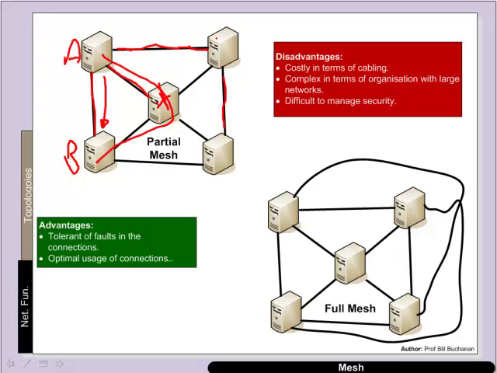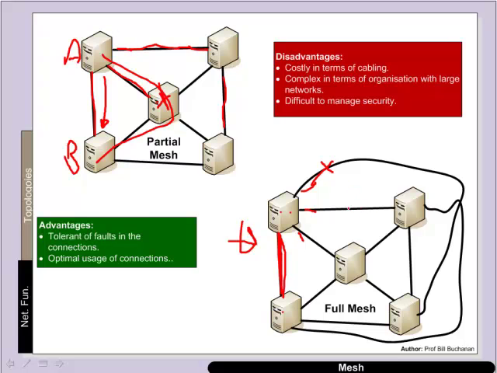Unfortunately, not all the connections are present inside the partial mesh, so we can end up with a full mesh, where every single node connects to every other node. So you can see here that each node has 4 connections to each of the other 4 nodes. The advantage with this type of topology is that it's resistant to faults in any of the connections, and also gives optimal usage. The bandwidth between this node and this node can be optimized purely for the communications between them. Unfortunately, it's costly in terms of cabling.